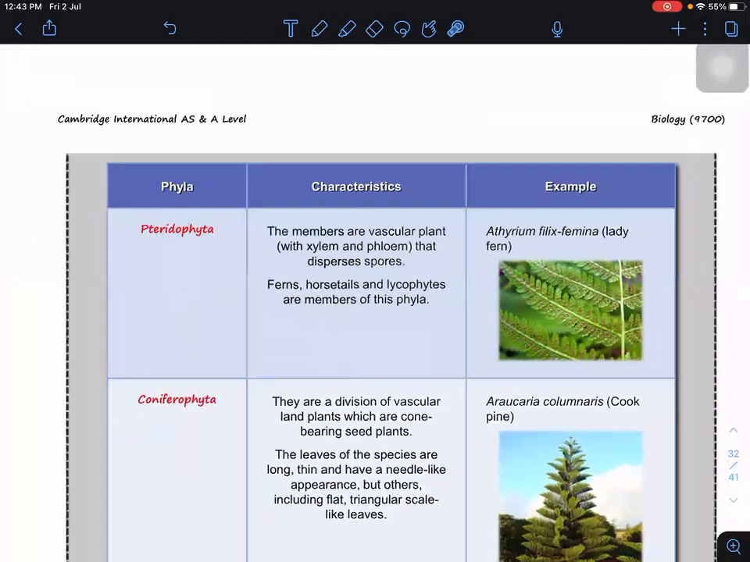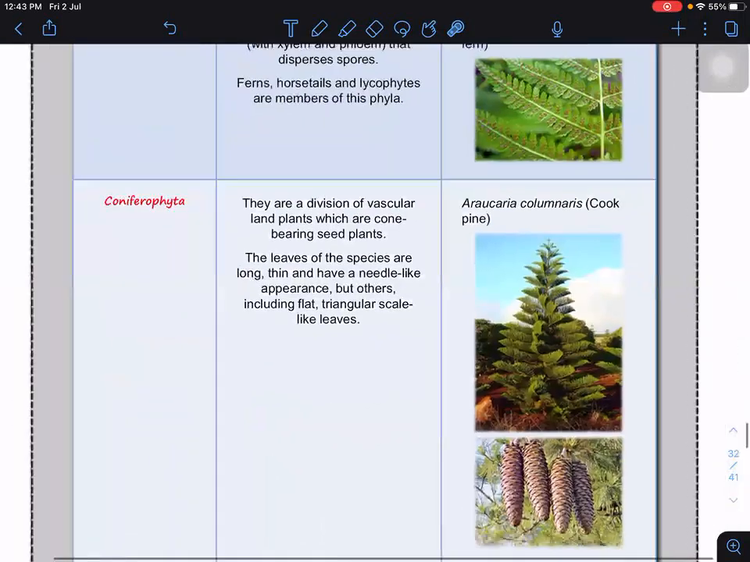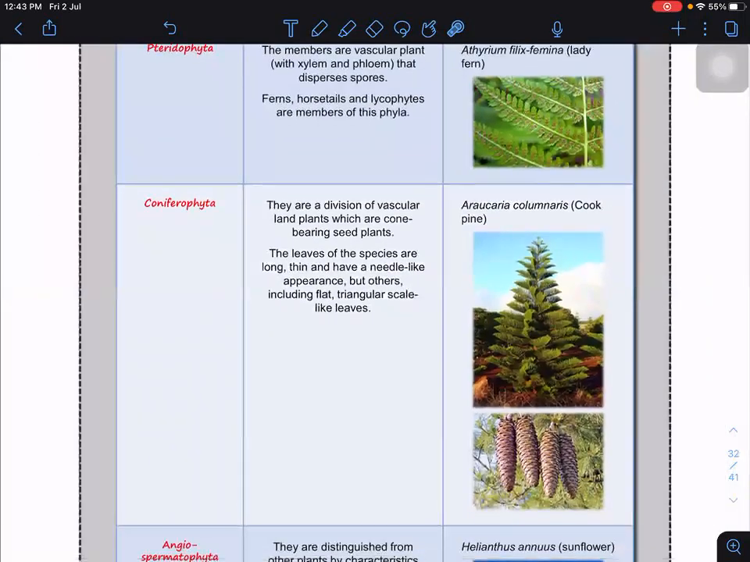Okay. Then near to Christmas, we have this Christmas tree, which belongs to the coniferophyta. It forms cones. Can you see that? The seed here is in the cones. And this is a Christmas tree, the pines, basically.